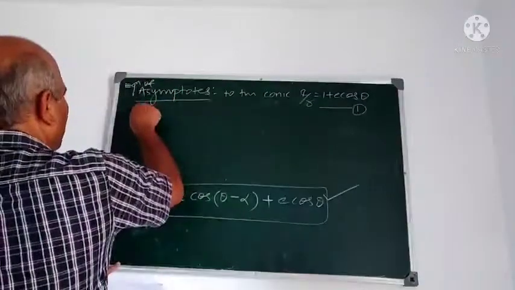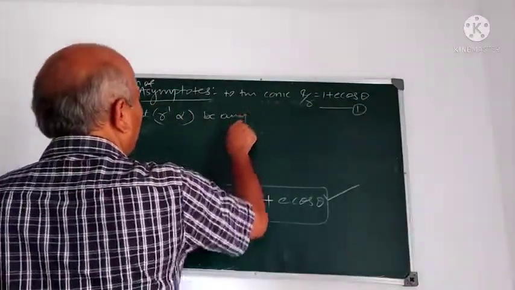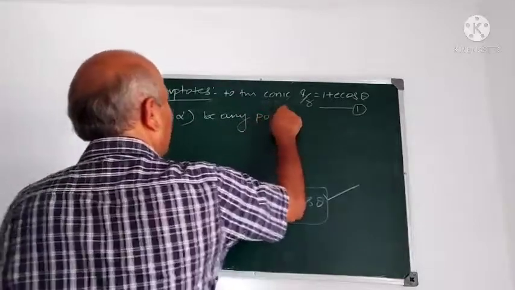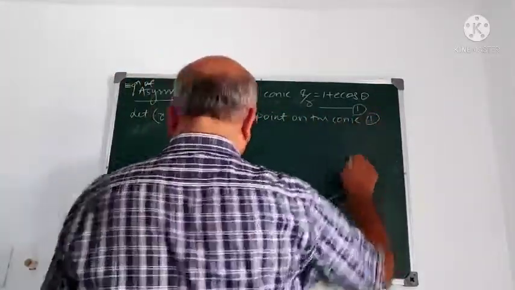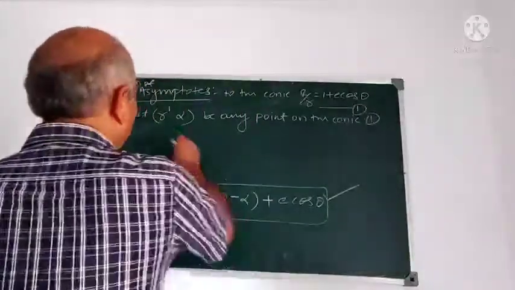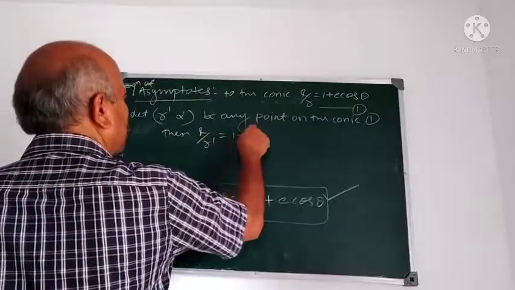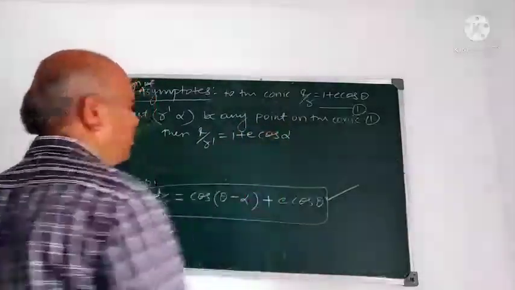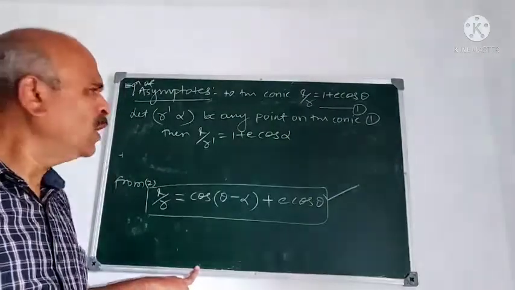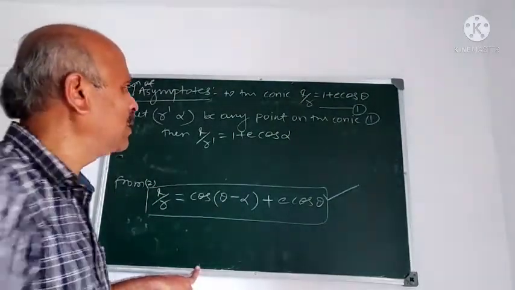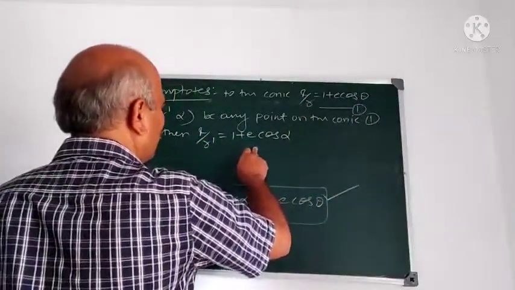Let R dash, alpha be any point on the conic 1. Then L by R dash is 1 plus E cos alpha. You follow this? We have substituted R dash and alpha here. Theta is alpha, this is R dash. L by R dash is 1 plus E cos alpha.